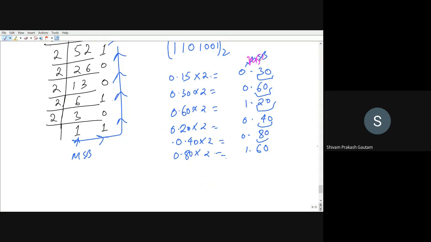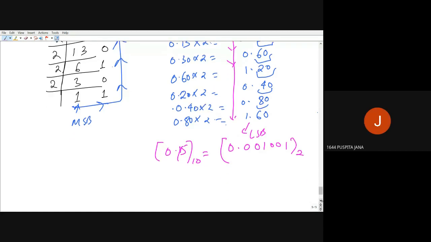This is the most significant bit, and this is your least significant bit. In this case, you have to follow downwards, right? So 0.15 in decimal, you can convert it into 0.001001 in binary.